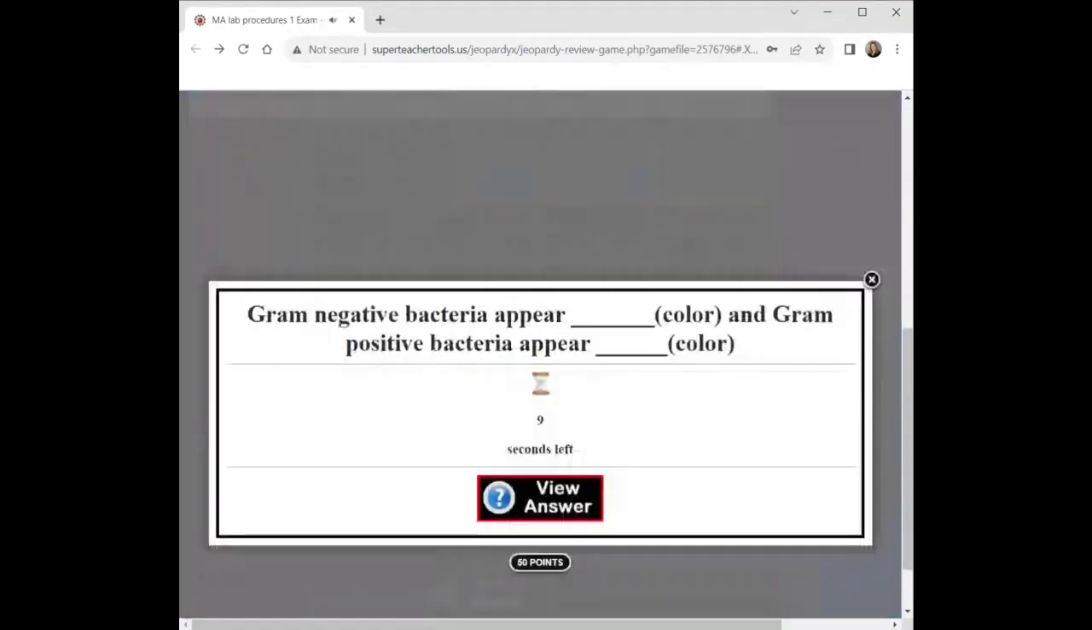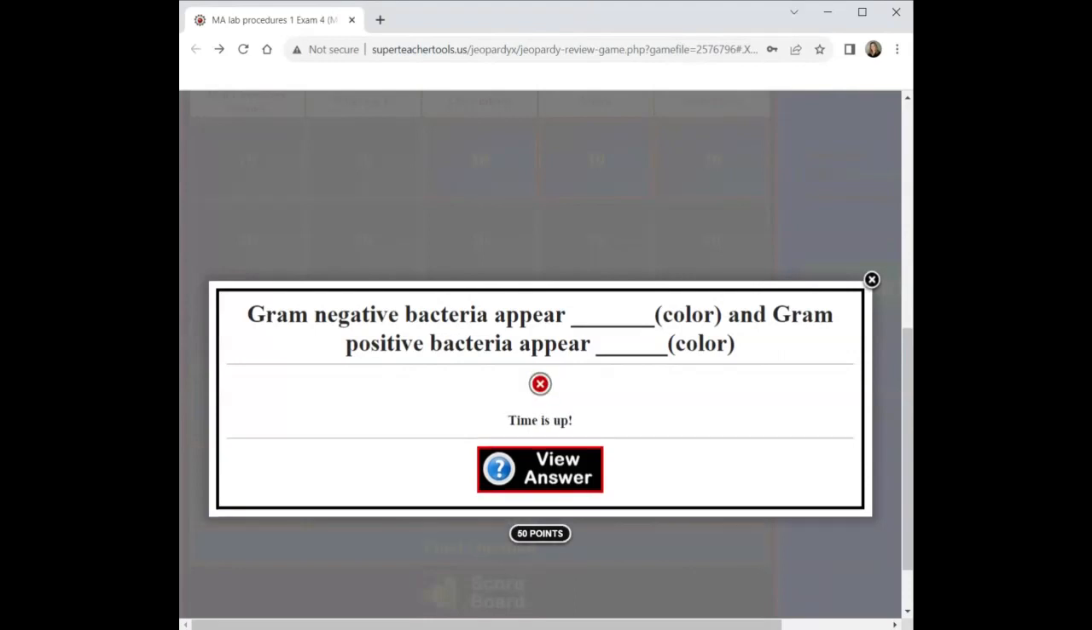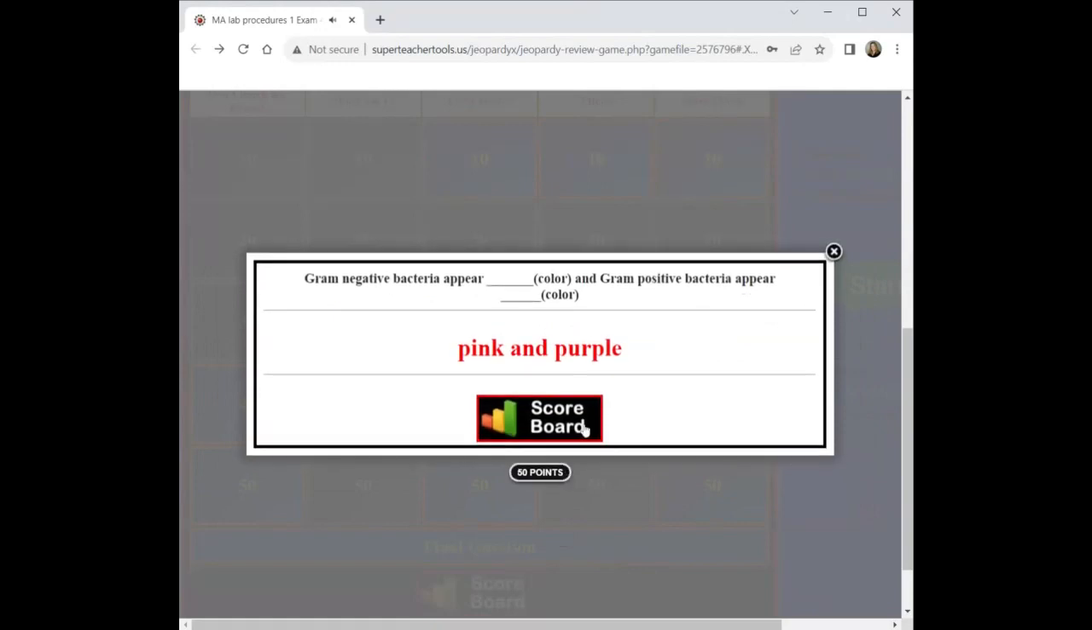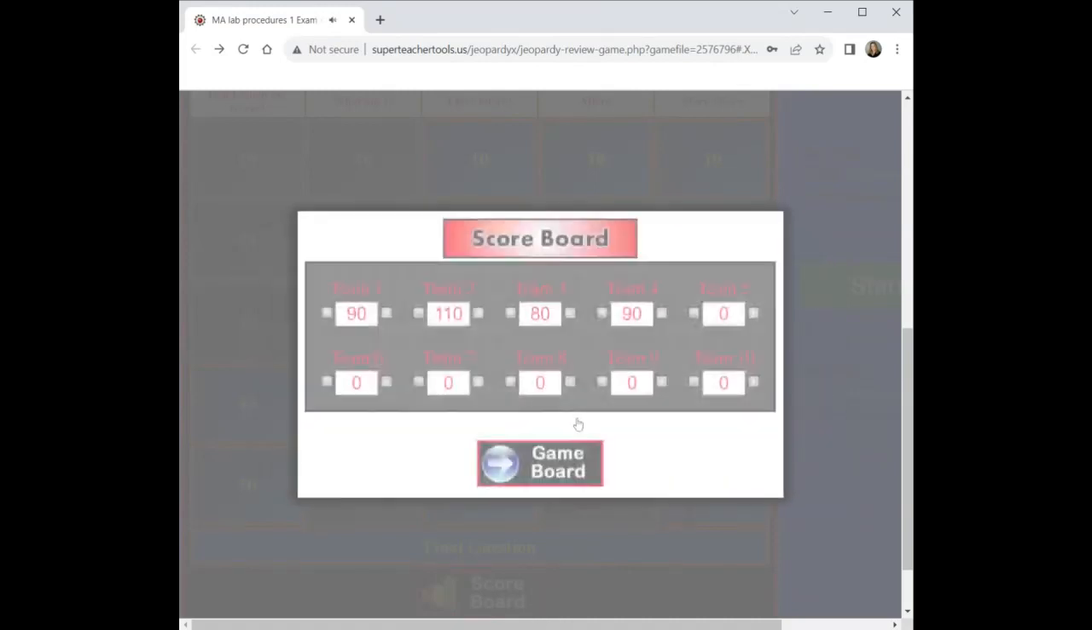Gram-negative bacteria appear what color and positive are what color? The gram-negative is red-pink and gram-positive is purple. Yeah. That is team 3. Yes. Positive is purple. Negative is pink.